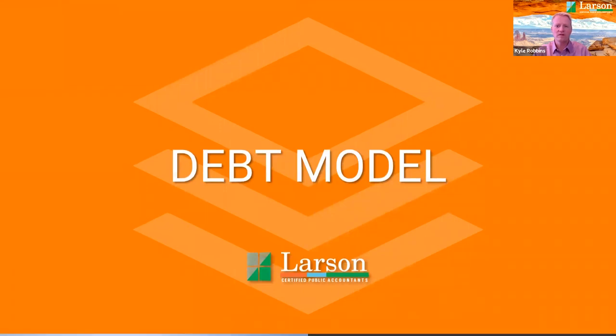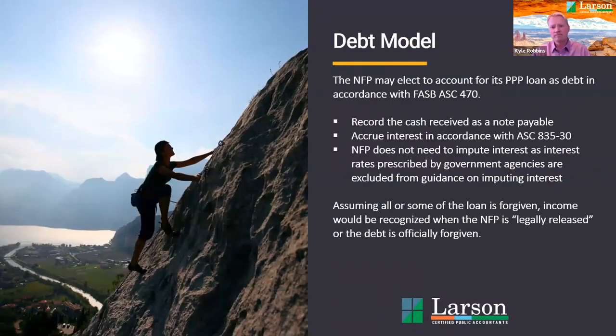So first of all, we will talk about the debt model. A nonprofit may elect to account for its PPP loan as debt in accordance with FASB ASC 470. So how would you go about doing that? First of all, when you receive your cash, you record that cash received as a note payable. And then you would essentially account for it just as you would your typical debt. As you accrue your interest, you would need to account for that. You need to accrue interest expense and then your accrued interest expense.